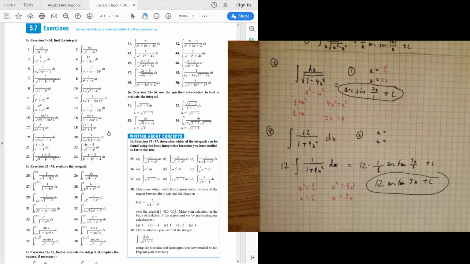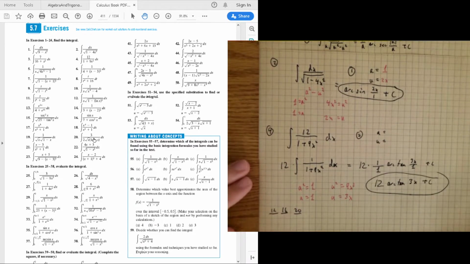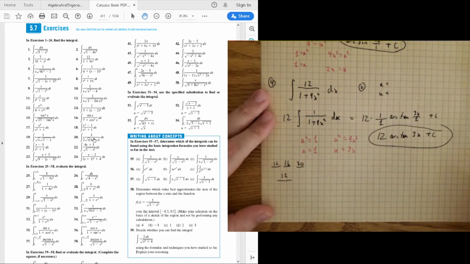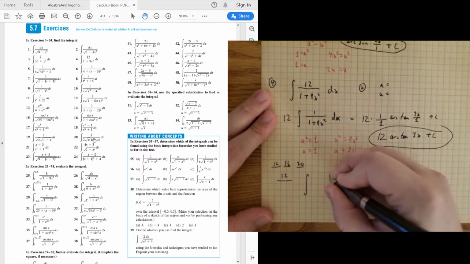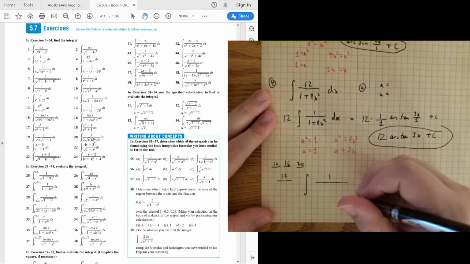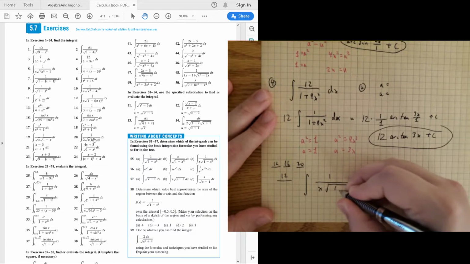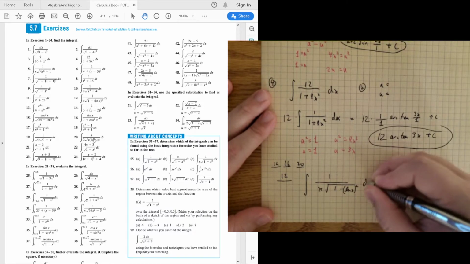Let's look at a couple of these. These are good ones. We're going to do number 12, 16, and 20. Okay, so 12. On number 12, we have the following function. It states the integral of 1 over x square root of 1 minus ln of x squared dx.